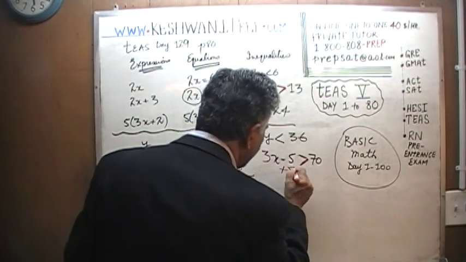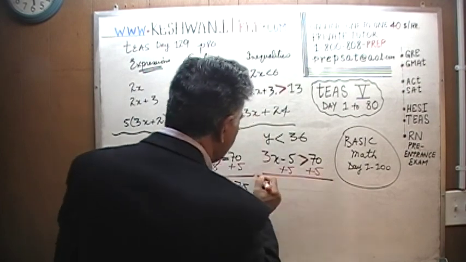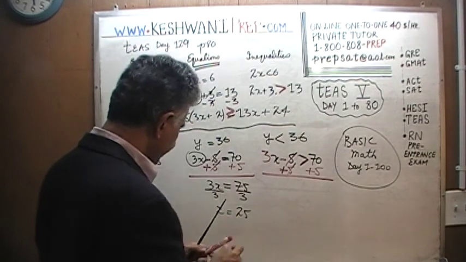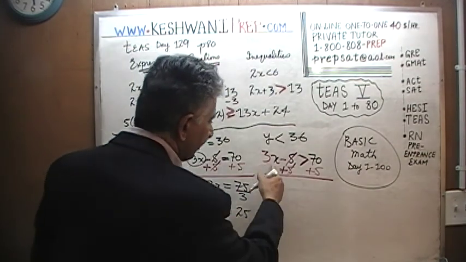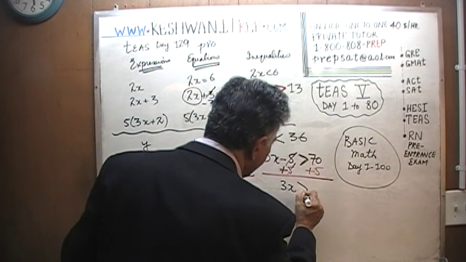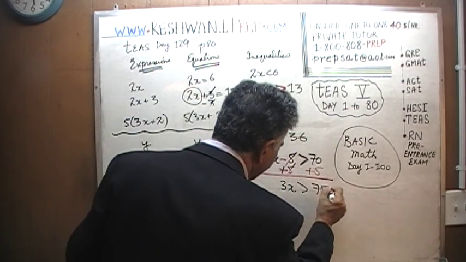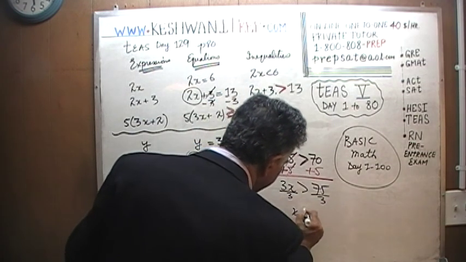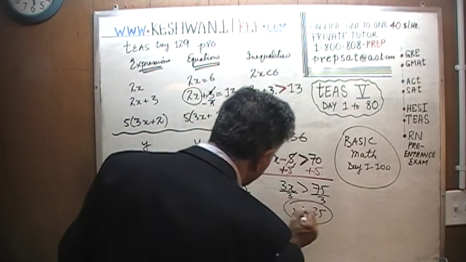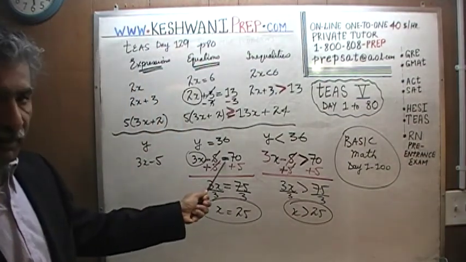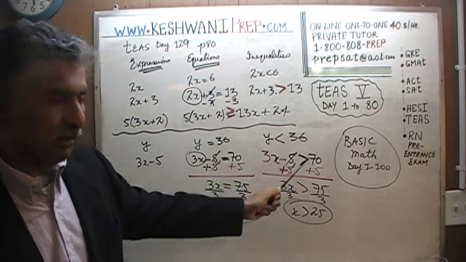We add 5 to both sides to get rid of this 5. We have negative 5 and a positive 5. We're going to get rid of this 5. This 3x is going to come down. This greater than sign is going to come down. 70 plus 5 is 75. We divide both sides by 3, and we end up saying that x is greater than 25. Just like before, x is equal to 25 because we have an equal sign. X is greater than 25 because we have a greater than sign.